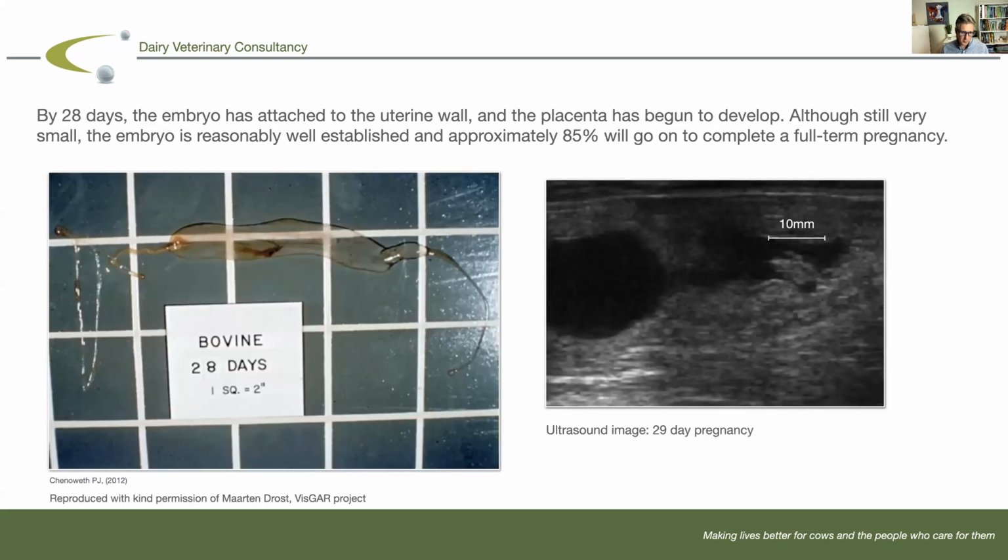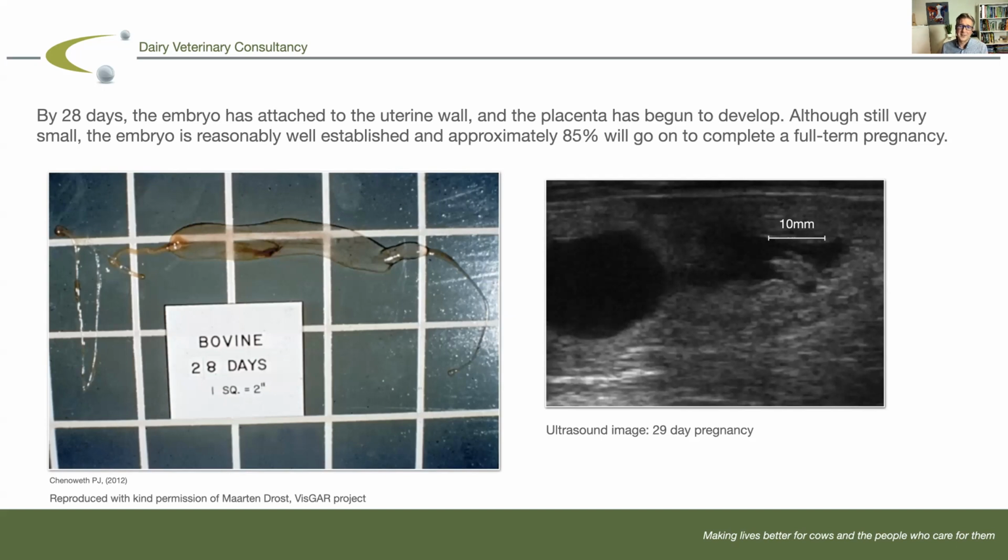So again, we're talking about something at day 28 of this kind of size. The embryo is attached to the uterine wall, the placenta has begun to develop, and still quite tiny, the embryo is reasonably well established, and approximately 85% of them will go on to complete a full-term pregnancy.